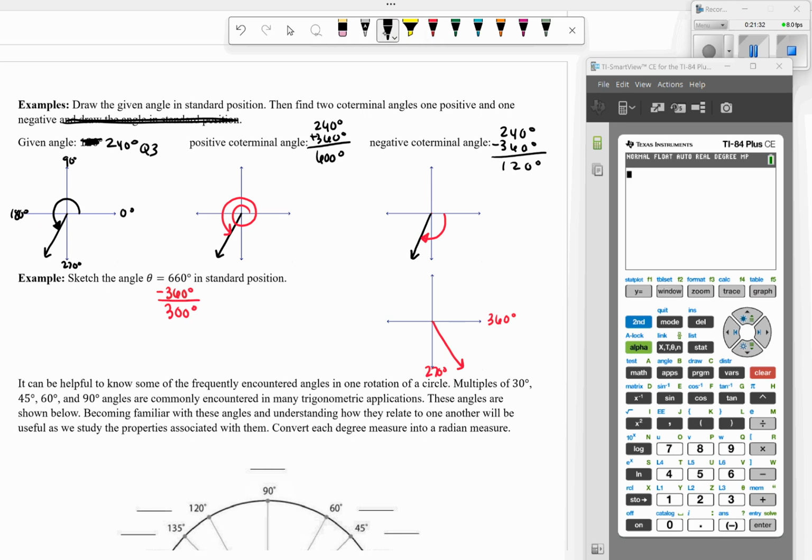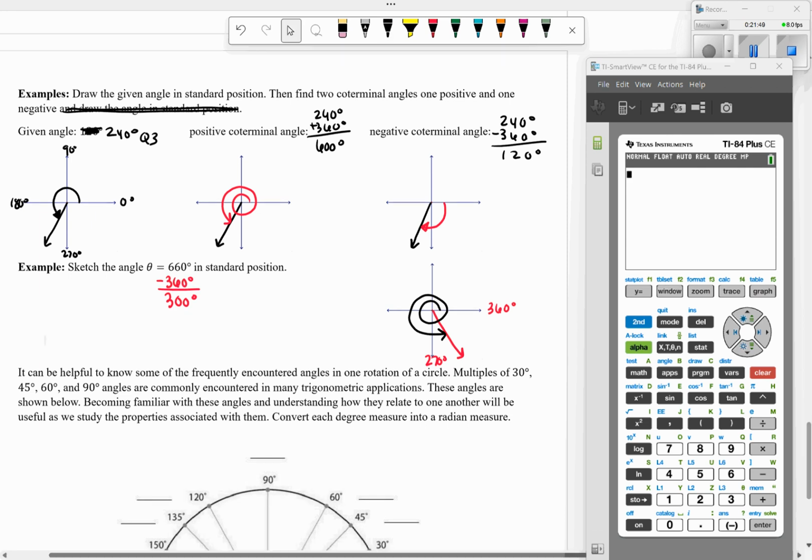So because we've gone more than once around, we would start at the positive x-axis in the counterclockwise direction. So that's 360 plus another 300 gives us 660 degrees. So that's my angle drawn in standard position.